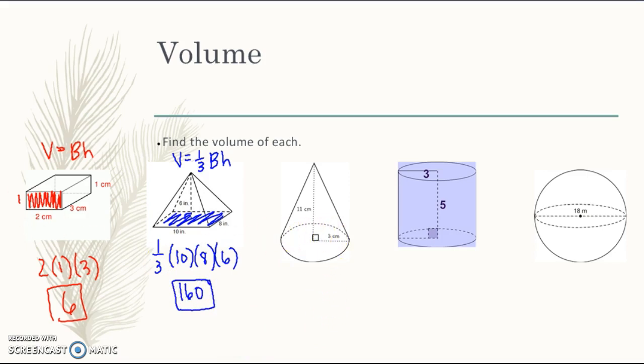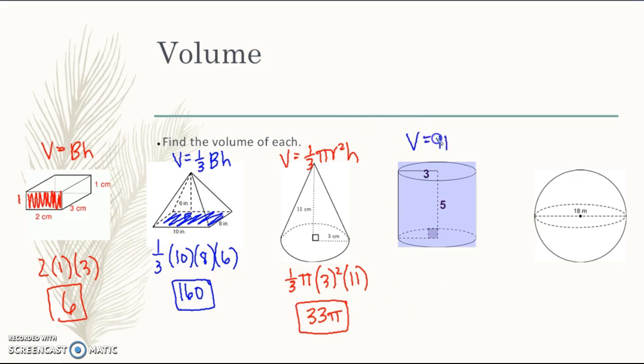Alright, the next one is a cone. So my cone, the volume formula is 1/3 times pi r squared h. So I've got 1/3 times pi. My r is 3 squared times my height, 11. And then that's going to end up giving me 33 pi. And we just leave the pi in there.